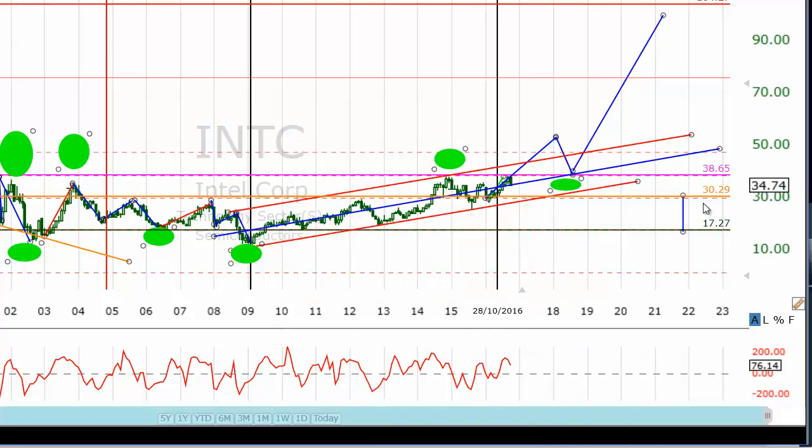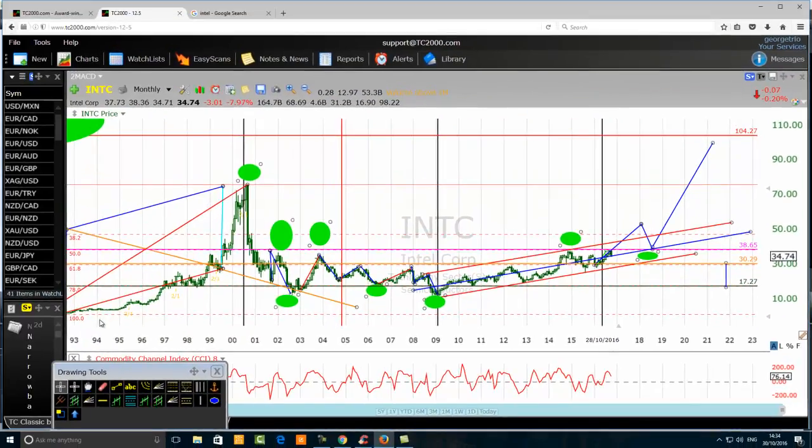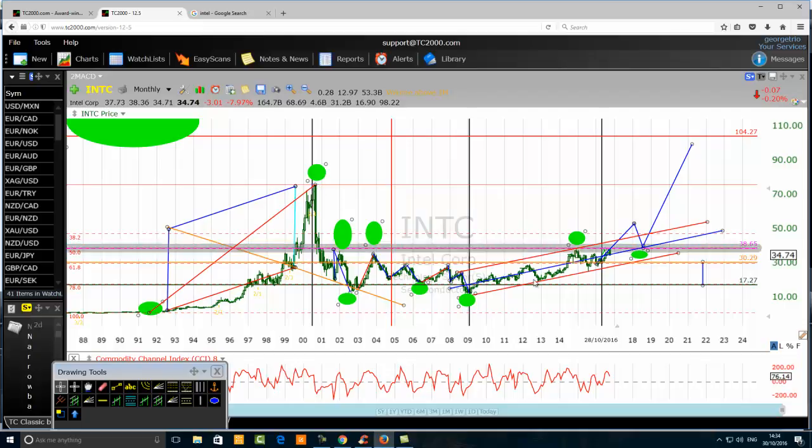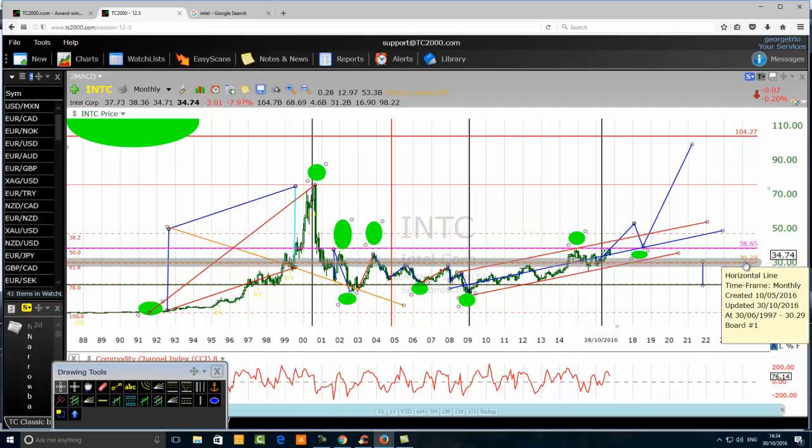That level is $30.29. That's the 61.8% Fibonacci retracement level of the prior trend that started in 1991 for Intel, which brought the stock to the $75 level. So apart from the $38.65, be aware of $30.29. That's all.